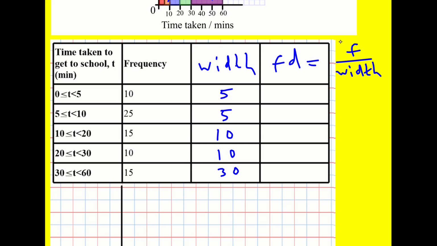Okay, worth writing that down. I think you would have seen that before. So in this case, we've just got to make sure we do it the right way around. It's going to be 10 divided by 5, 2. This is going to be 5, 1.5, 1, and then finally 0.5.